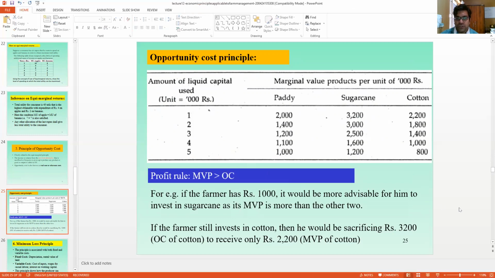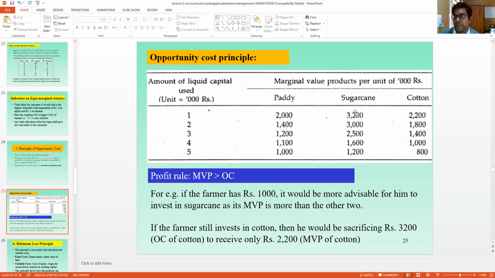So the farmer has got 1,000 rupees. Where should he apply? He should apply in paddy, sugarcane, or cotton. The farmer should apply in sugarcane. Why? Because MVP in sugarcane is more than the opportunity cost, right? Because the farmer is applying in sugarcane, he is getting a return of 3,200. Now the opportunity cost of sugarcane is what? Returns foregone, returns sacrificed of the other alternatives.